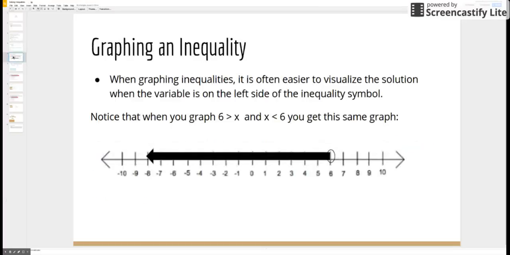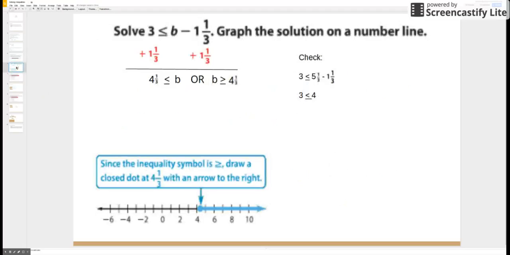Okay, and graphing an inequality. When graphing inequalities, it is often easier to visualize the solution when the variable is on the left side of the inequality symbol. So like this. Notice that when you graph 6 is greater than x and x is less than 6, you get the same graph, which is this, an open circle on the 6 and then an arrow pointed to the left. Because if 6 is greater than x, then x has to be 5, 4, 3, 2, 1, etc. Now here, if x is less than 6, again, 5, 4, 3, 2, 1, etc. So it would be an open circle on the 6 and an arrow facing the left.